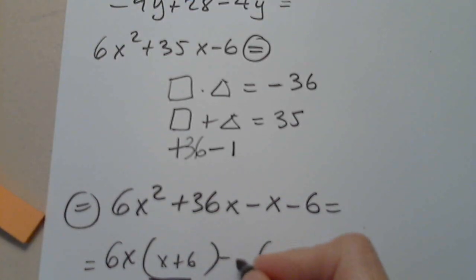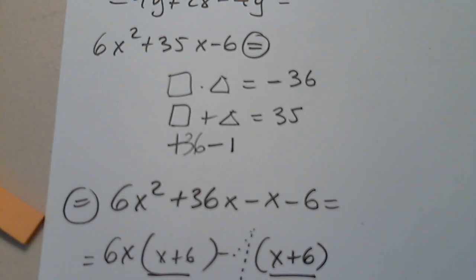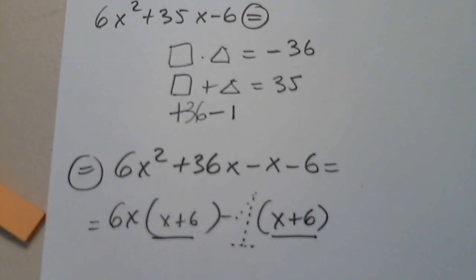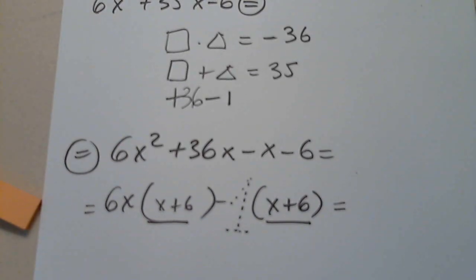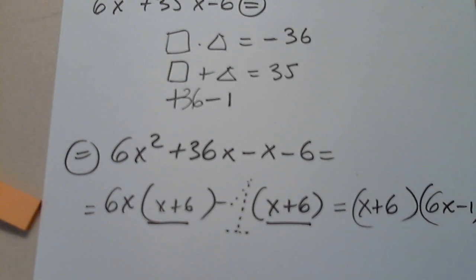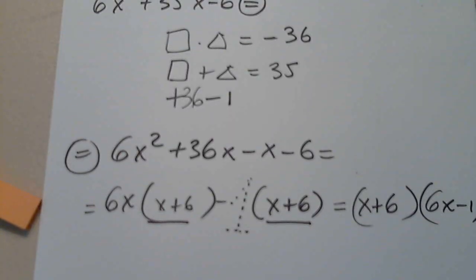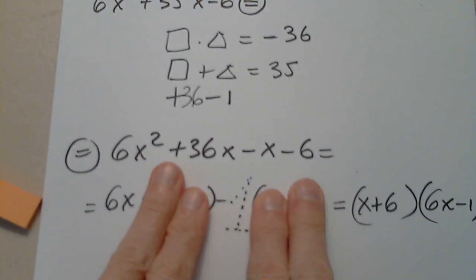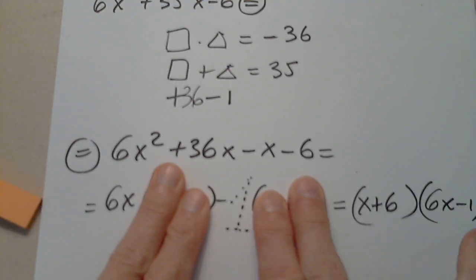-1. I know we don't write the -1, but I am writing it to help you finish it up. So what is it? x plus 6 and then 6x minus 1. That's it. And you can always go back and check. So once you remove this, just look at what is left. 6x minus 1.